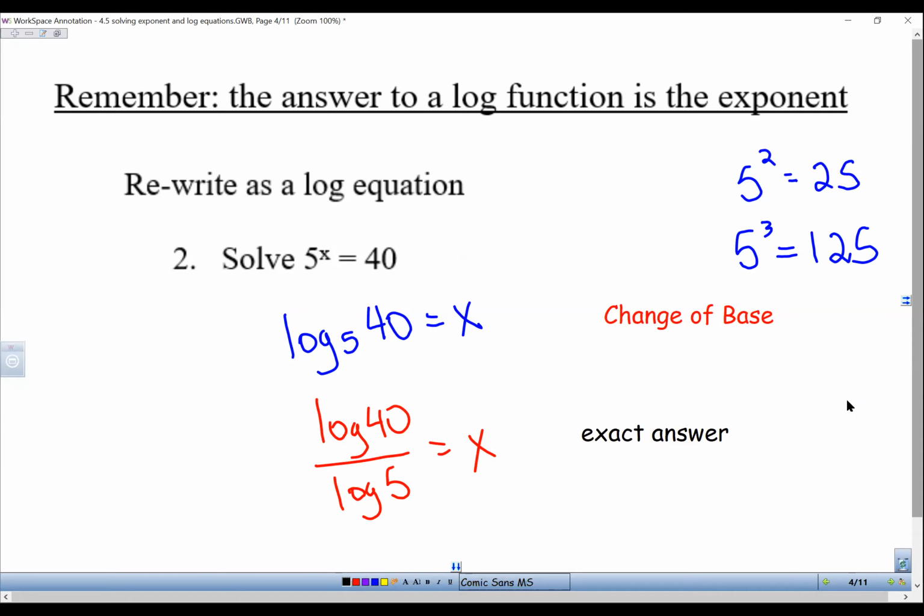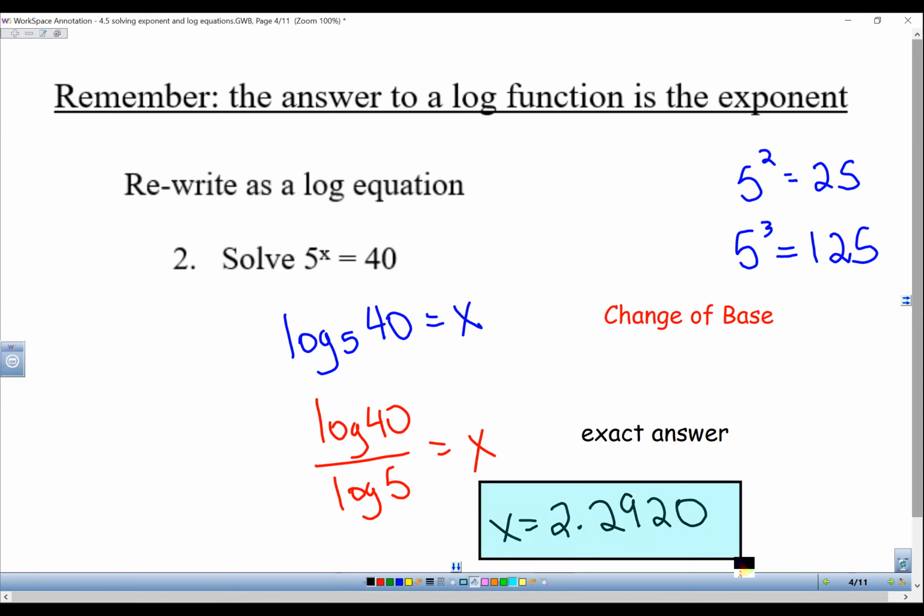If the question says round to the nearest hundredth or thousandth or 10,000th, that's when you would put it in your calculator and get an answer. So we're going to do that as well, just so you can see what it is and make sure that you're doing it correctly on your calculator. If I put this in my calculator, I'm going to get x equals 2.2920. So you might want to just double check and put it in your calculator, make sure you get the same answer so you know that you're entering these in your calculator correctly.